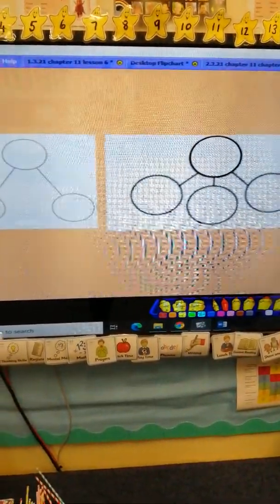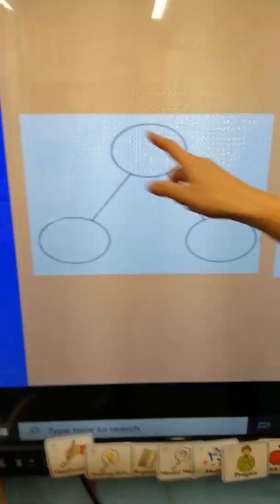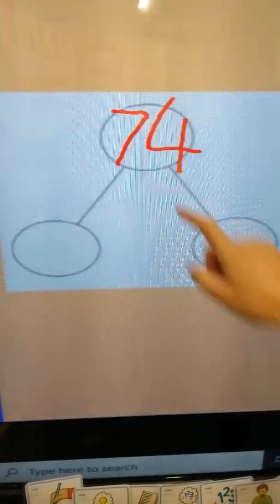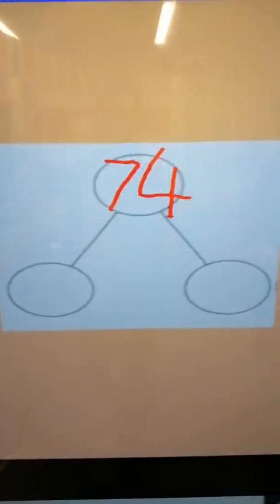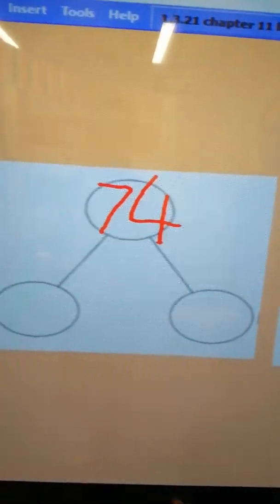Amazing. You know what's coming, don't you? Let's partition 74. Can we partition 74 into tens and ones? If I'm going to pull that number apart, can you partition it into tens and ones?